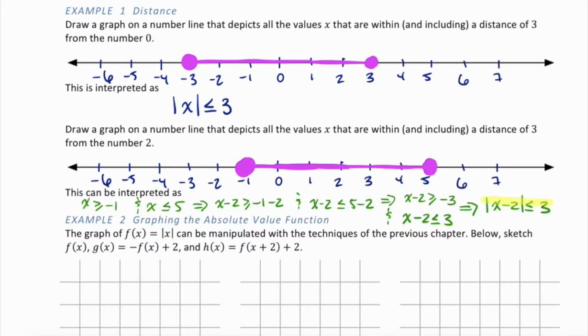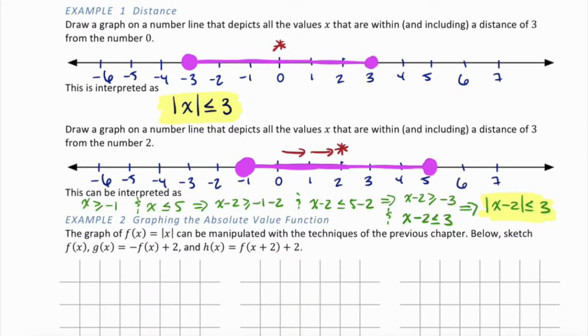So this is how it can be interpreted as an absolute value. Notice, originally we had the absolute value of x is less than or equal to 3, and now we have the absolute value of x minus 2 is less than or equal to 3. What did that do to our graph? Originally we were centered here at 0. Now we're centered here at 2. If you notice, the graph was shifted 2 units to the right. This coincides with what you've already learned about graphing functions.